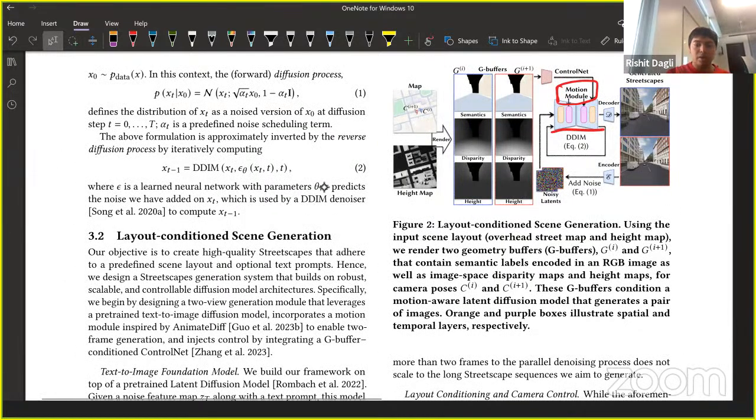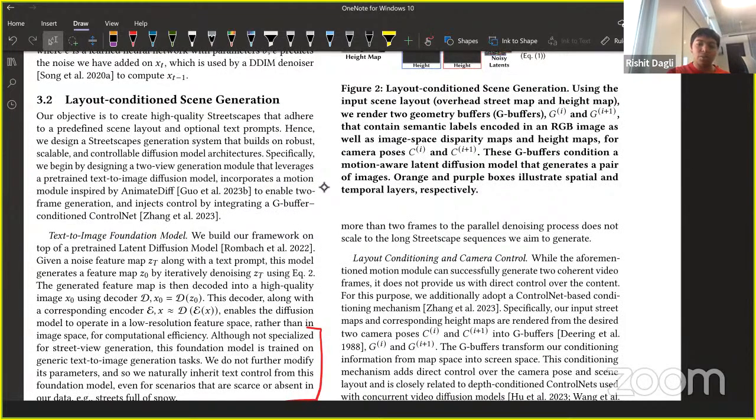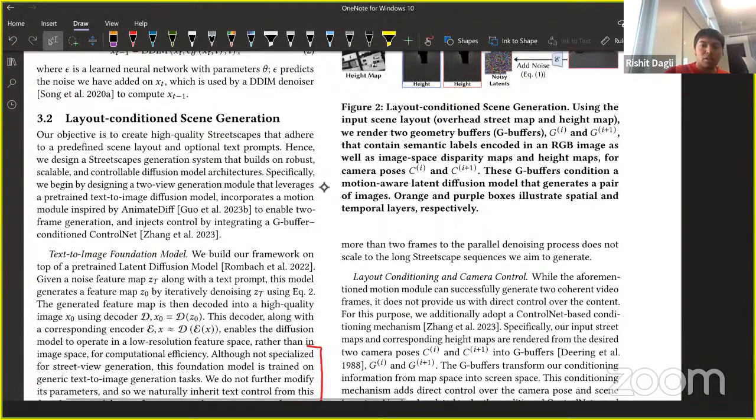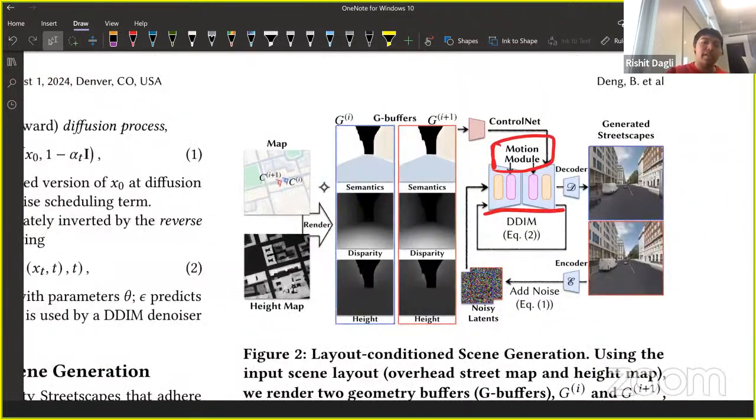Then they talk about layout conditioning. So now you can generate two video frames, but you still want to somehow incorporate the map and the height map, the two inputs that you get. They find that it's super hard to write this as text, just because text is so sparse.